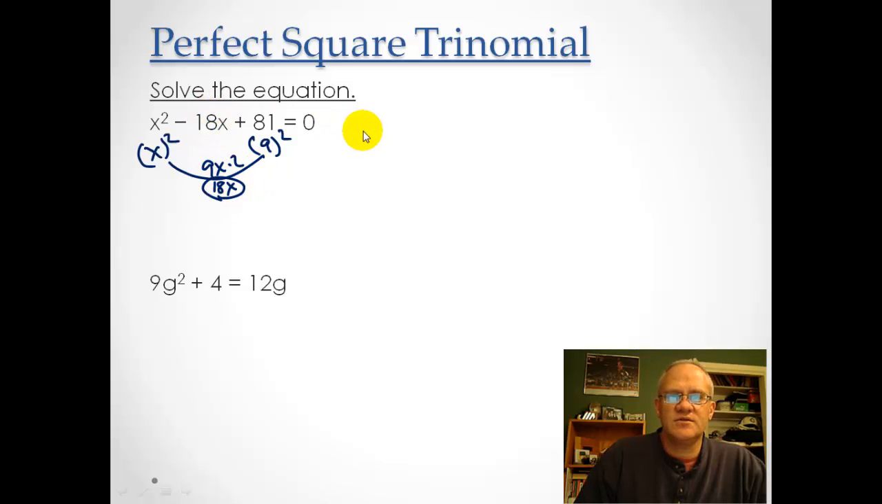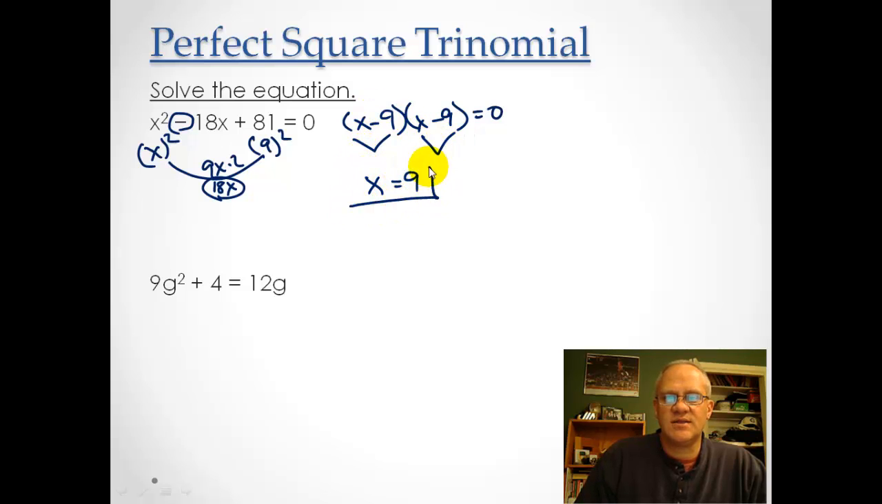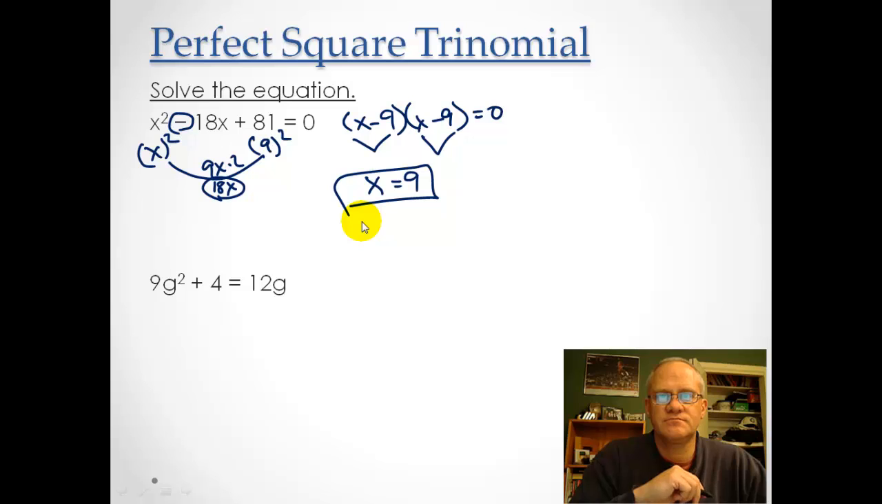So the pattern here tells me that it's going to be x, here's a minus sign, so minus 9, x minus 9. And on this one, since both of these are the same thing, both parts are going to give me the same answer. So I'm going to say that x will equal 9, and that is actually the only solution that I get there. Just one solution.